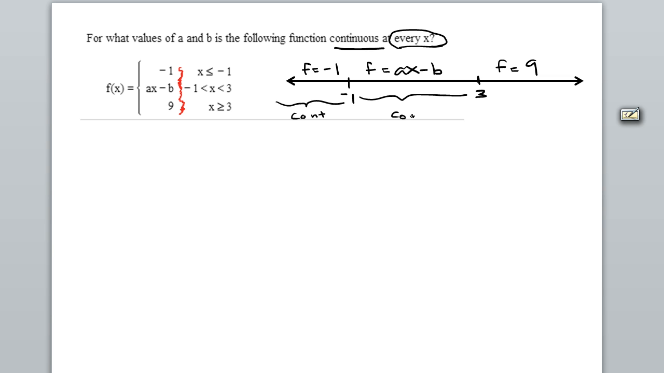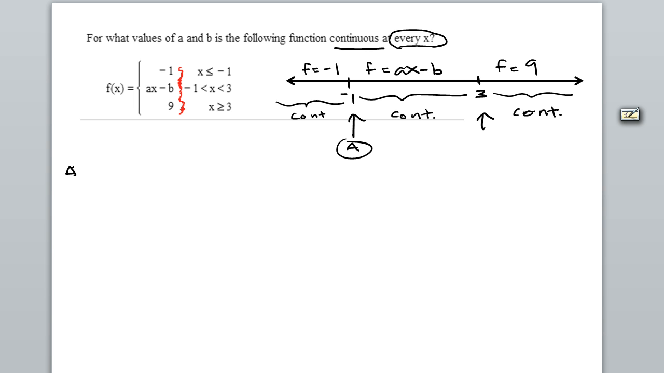But yeah, that's a line. And it's continuous everywhere, especially between -1 and 3. And then y equals 9 is continuous everywhere. So the question about being continuous everywhere then becomes a question about what's going on at these breakpoints. In order to have continuity, you need the limit from the left to be equal to the limit from the right, and then to be equal to the function value.